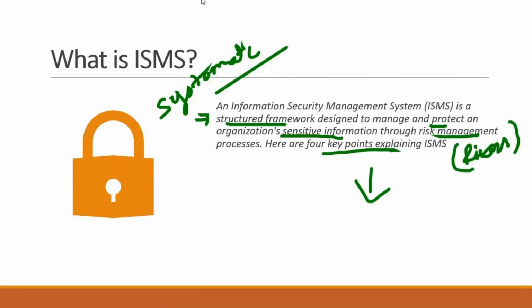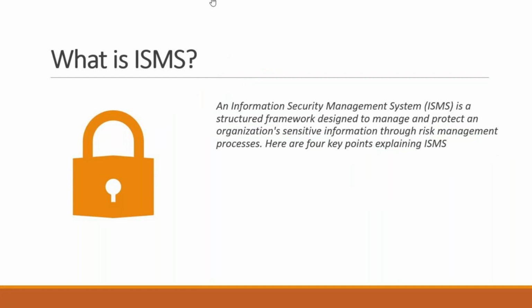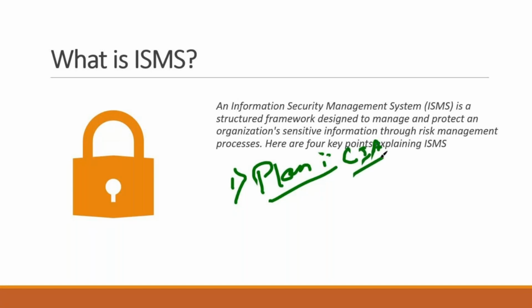Okay, now what are those key pointers? Four key pointers. Let's look into that. So where do you want to put up this ISMS? Get a plan for that. I want to make sure that my CIA triad is maintained. I want to make sure that my organization's data is secured. So let's make a plan for that.